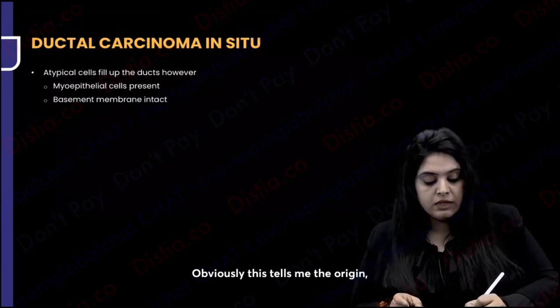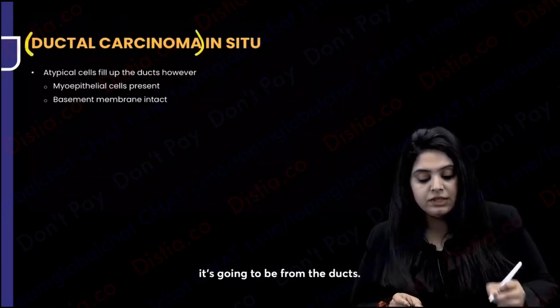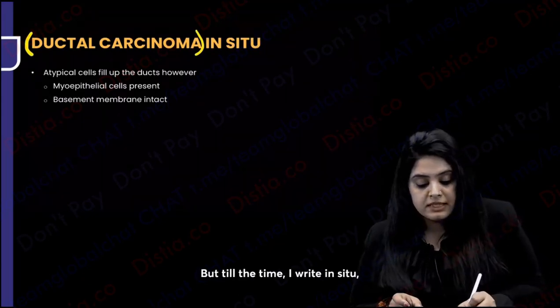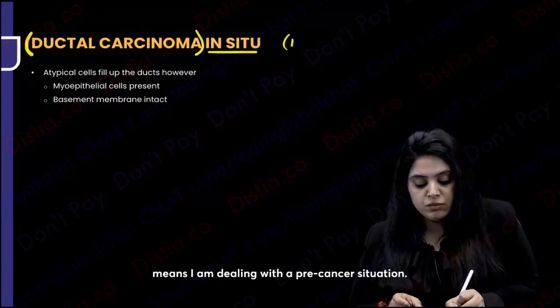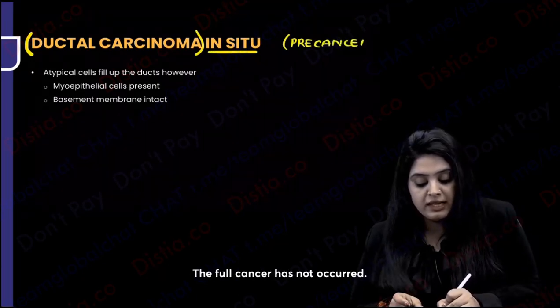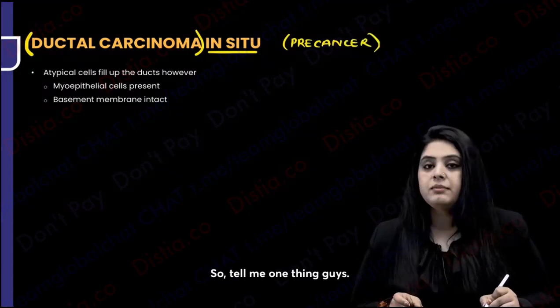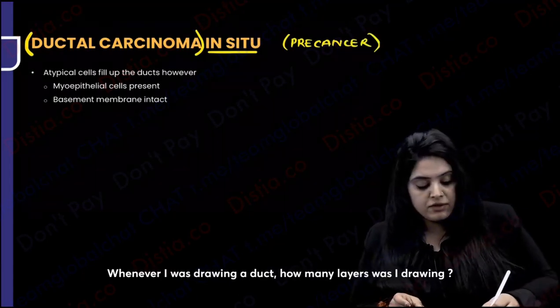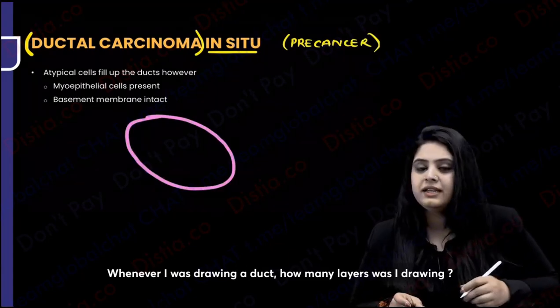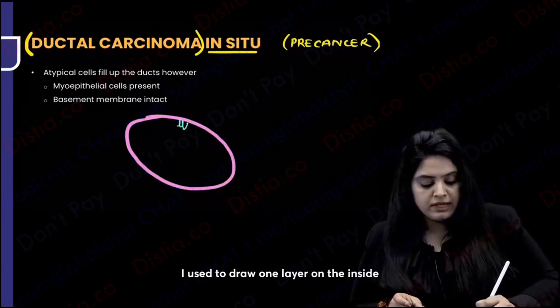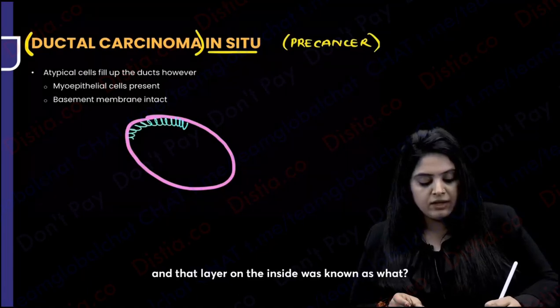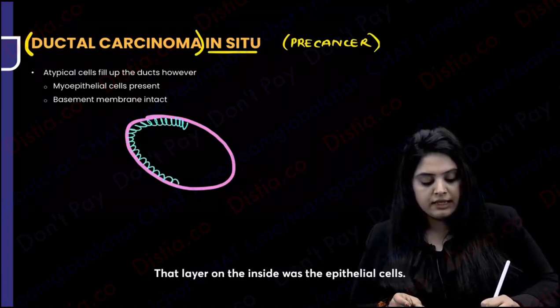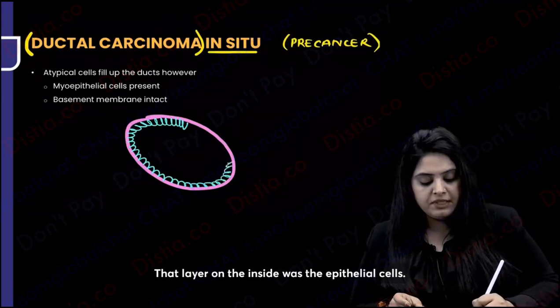So look at the word. Obviously, this tells me the origin. It's going to be from the ducts. But till the time I write in situ, I am dealing with a pre-cancer situation. The full cancer has not occurred. So tell me one thing, guys. Whenever I was drawing a duct, how many layers was I drawing? I used to draw one layer on the inside, and that layer on the inside was known as what? That layer on the inside was the epithelial cells.